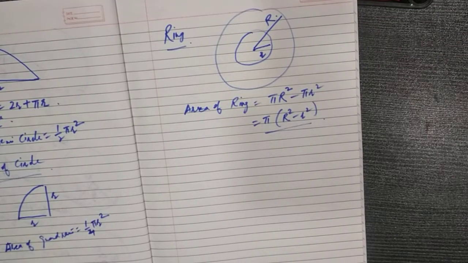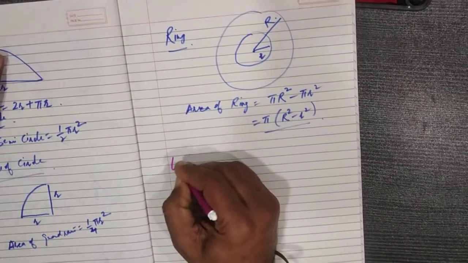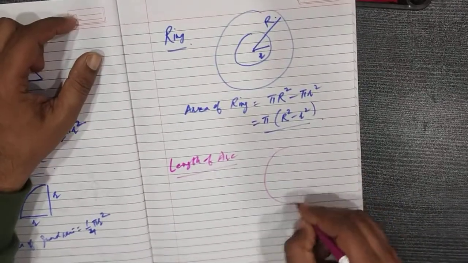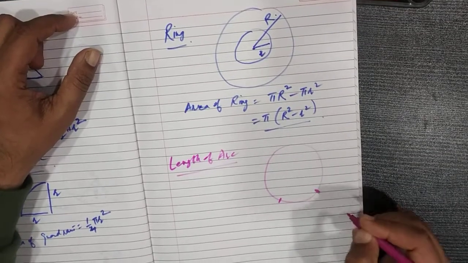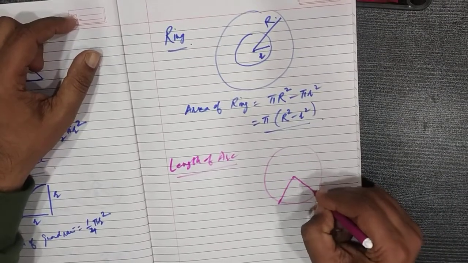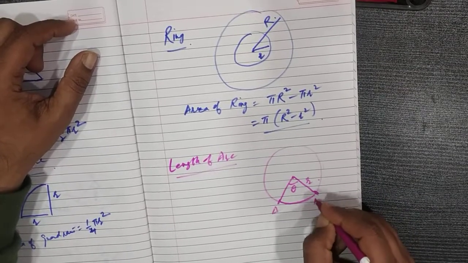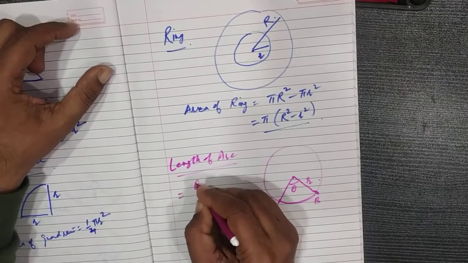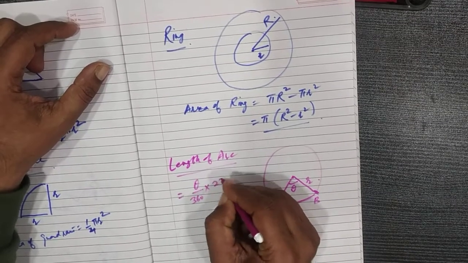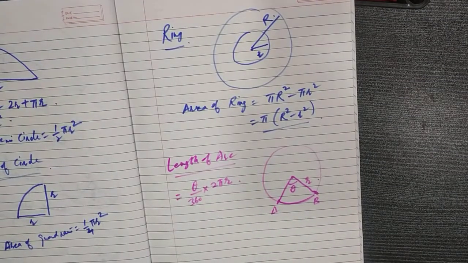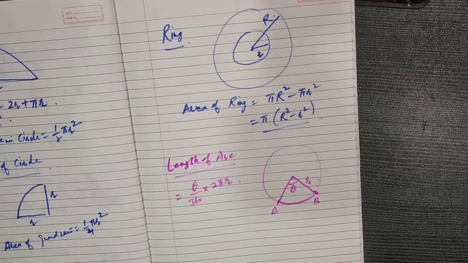Now comes the next, that is length of arc. Suppose this is a circle and you have to find the length of this arc, and this arc makes an angle of theta at the center. You have to find the length from here to here. You have to find the length of AB. So the length of arc formula will be theta upon 360 into 2 pi r. So this formula is to be remembered. These are some formulas that are to be used in this particular chapter.